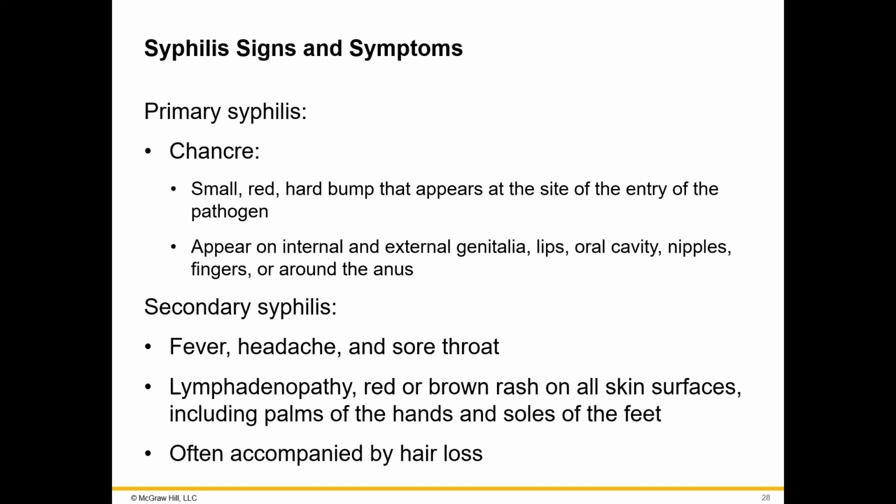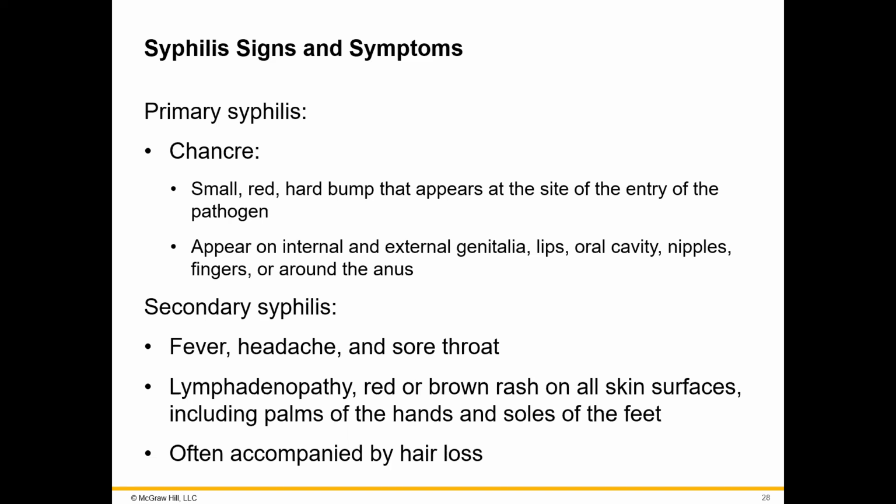Moving on to syphilis itself. We have 3 major stages of syphilis: primary, secondary, and then tertiary. There is a latent phase as well. So again, latency just meaning that we don't have signs or symptoms. It's just a period where you have the infection, but no signs or symptoms. So it's just being maintained within the body somehow.